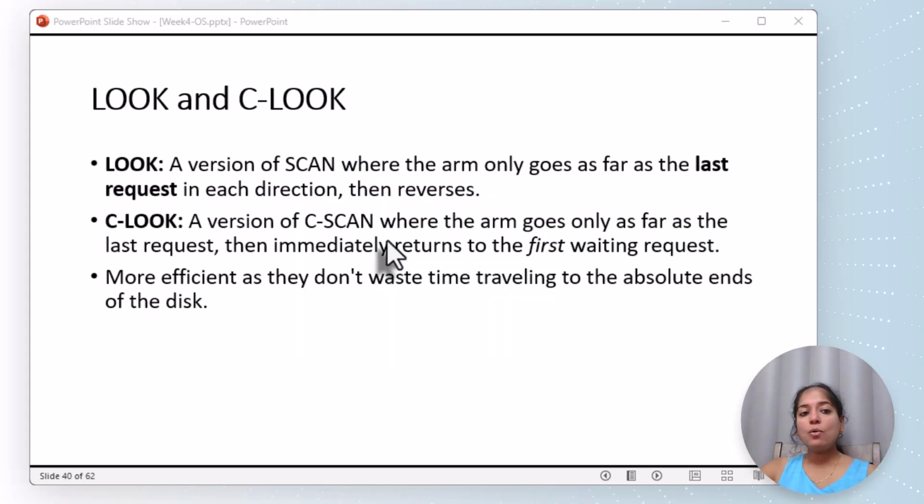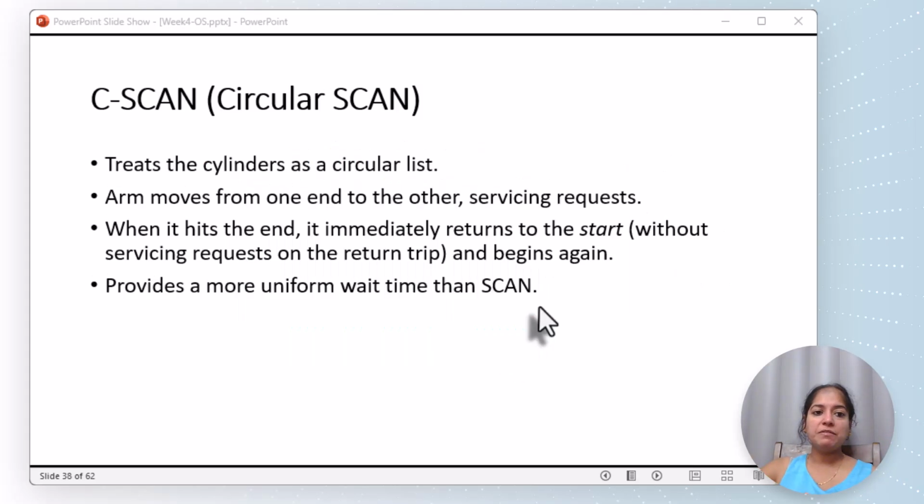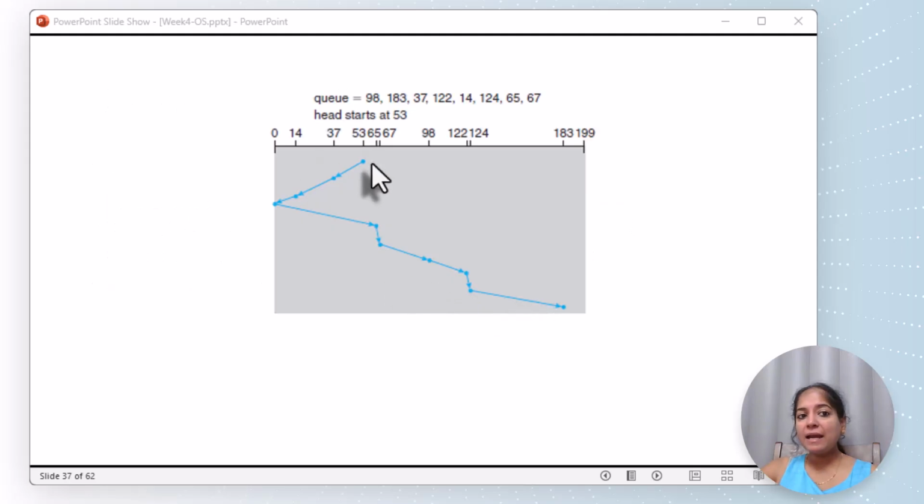Then we have LOOK and circular LOOK. LOOK and circular LOOK are similar to SCAN and circular SCAN, but it stops at the last request rather than going towards the beginning or the end of the disk. If you see in these previous examples, the last request served was 14, but still the head goes towards the 0. So from 0 to 14 is the extra head movement.